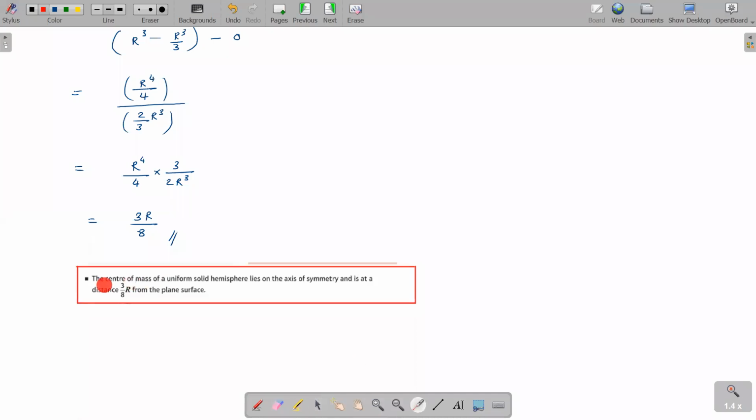All right, guys. So for the final conclusion, you can write like this. The center of mass of a uniform solid hemisphere lies on the axis of symmetry and is at a distance 3r over 8 from the plane surface. So from the plane circular surface, it's at a distance 3r over 8 away. So that's really important. All right, guys.